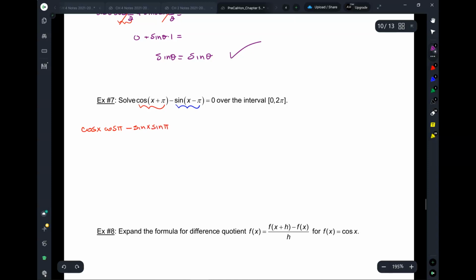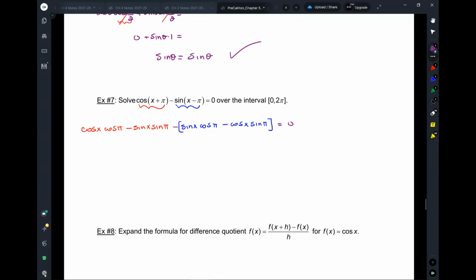Okay, there's a minus there, which means for the next thing we need a parenthesis. Okay, I'm going to use brackets. Sine x cosine pi minus cosine x sine pi equal to 0. Okay, so look, we have cosine, cosine, sine, sine, sine, cosine, cosine, sine. Okay, we're good.